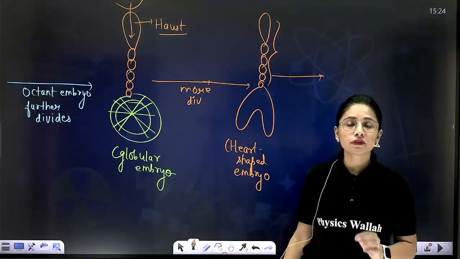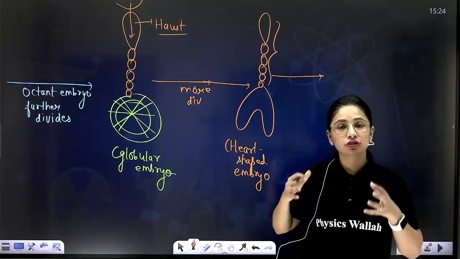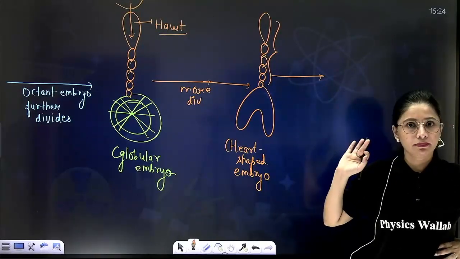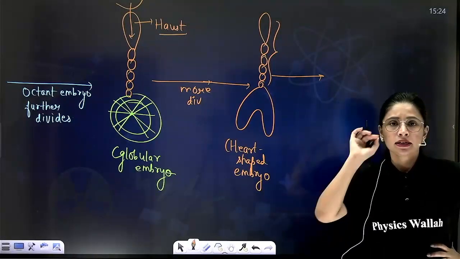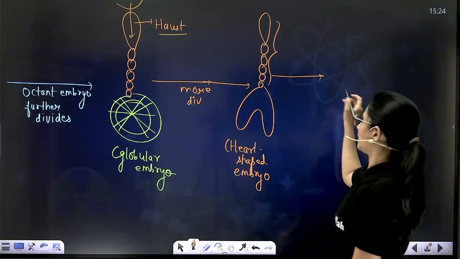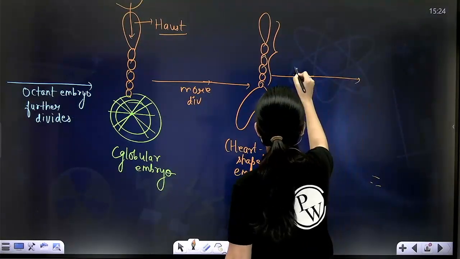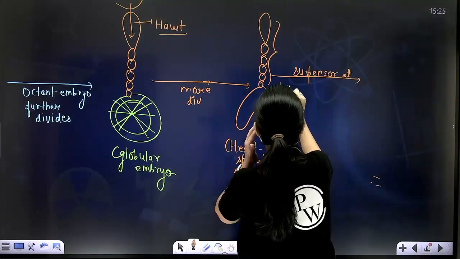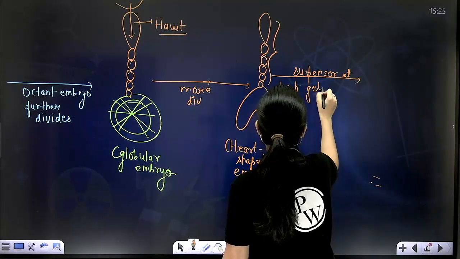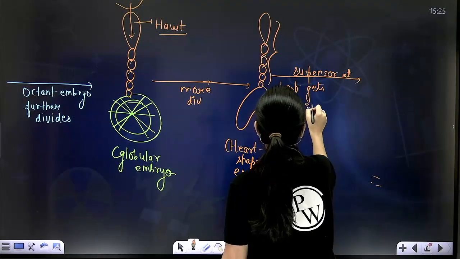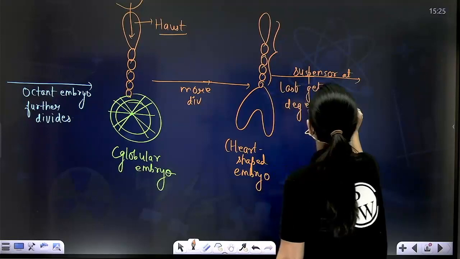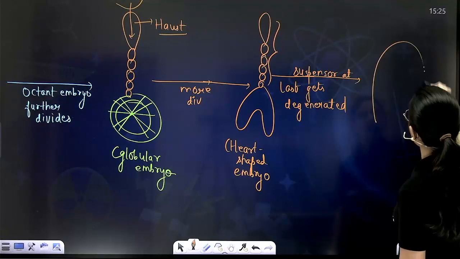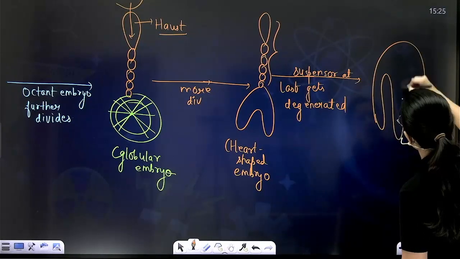Because the function of the suspensor was simply to extract nutrition from the endosperm and give it to the developing embryo. Once it is done, the suspensor gets degenerated. So in the next statement you can write, suspensor at last gets degenerated. Correct? Finally, the heart-shaped embryo then converts into pendant-shaped embryo.